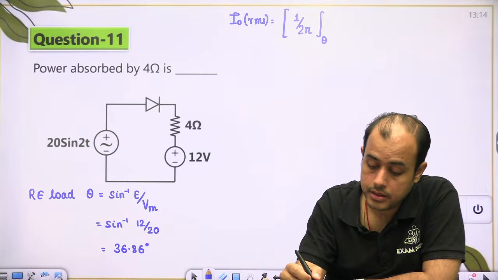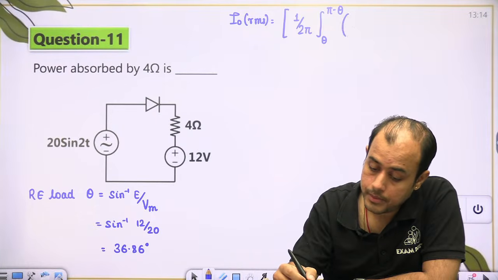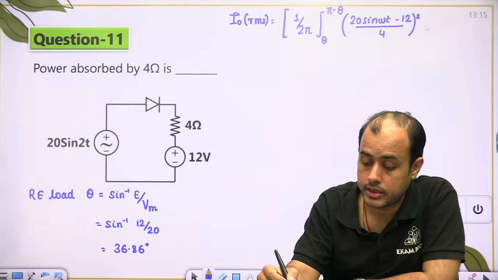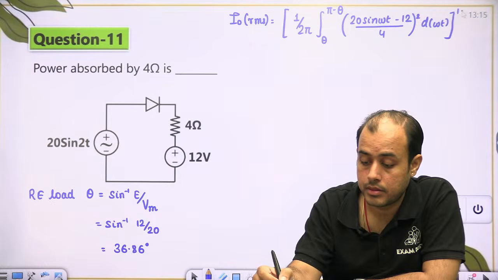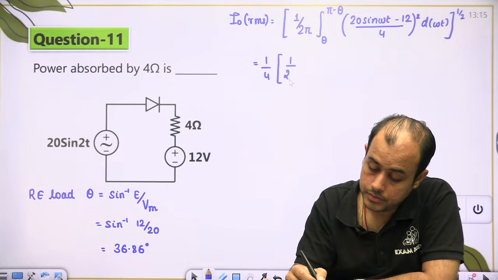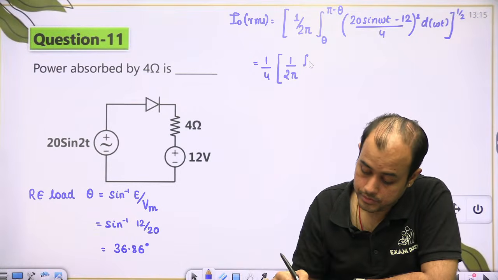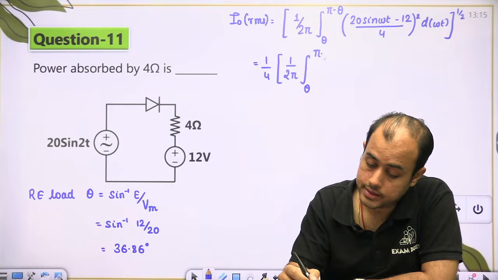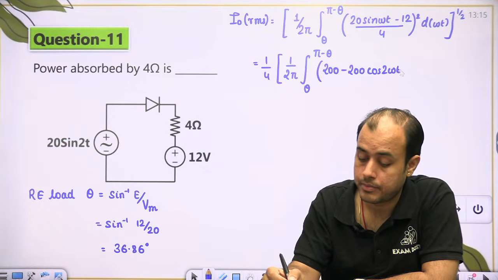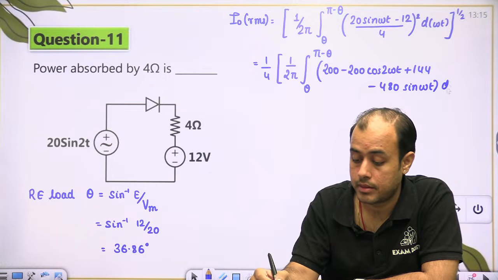1 by 2 pi. The diode conducts from theta to pi minus theta. (20 sine omega t minus 12) whole square, d omega t. 400 sine square omega t plus 144. 400 sine square omega t is 200 minus 200 cos 2 omega t, plus 144 minus 480 sine omega t.